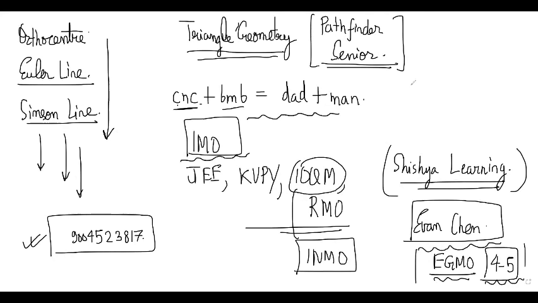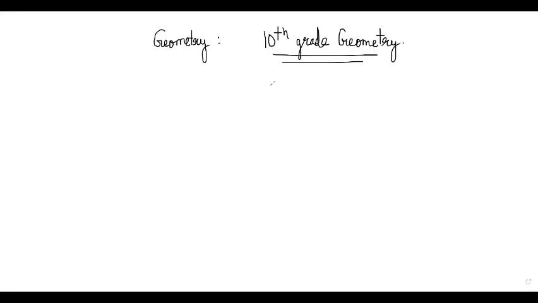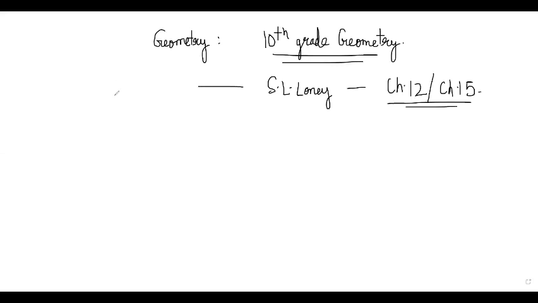Which books are recommended by me? So for geometry, I would recommend know your 10th grade geometry properly, and then go to SL Loni for trigonometry, chapter 12, 15. SL Loni is only for the triangle geometry part. Once you are done with that, you can look at Pathfinder Senior.